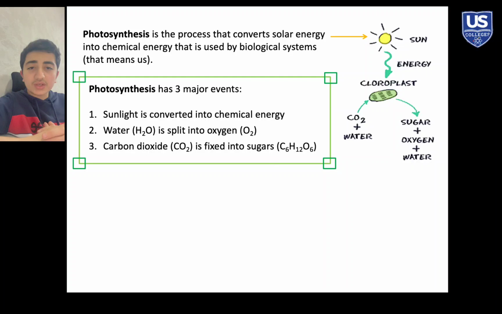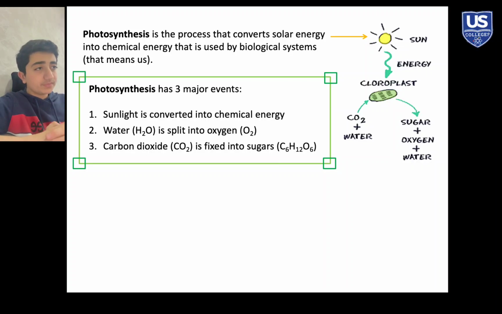Photosynthesis has three major events and factors, such as sunlight, water, and carbon dioxide. Sunlight is converted into chemical energy. Water, H2O, is split into oxygen, and carbon dioxide is fixed into sugar molecules, glucose, let's say.